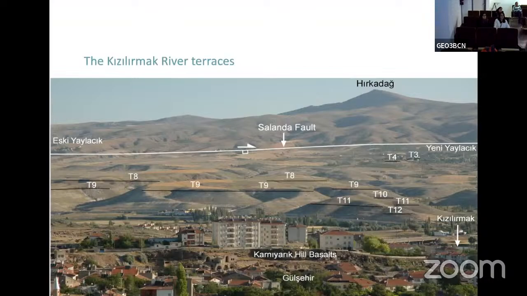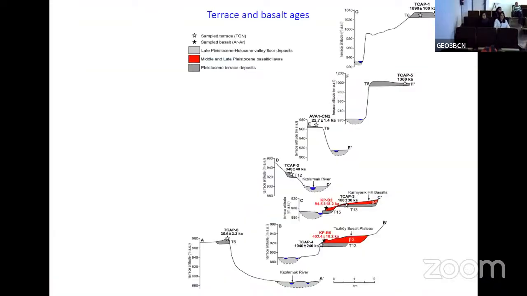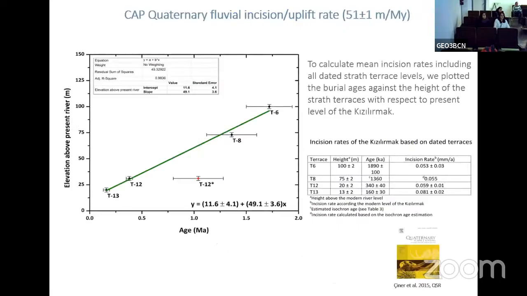Here you go, this is the image of the terraces. We mapped all the terraces, and there's a fault system here. The reds are the basalt dates, and those ones are the terrace ages. I won't keep you too long with detail, but for the ones that we dated, you plot the age against the elevation above the present river, and the best fit gives you the incision rate of the fluvial system. In other words, this is your plateau uplift rate.